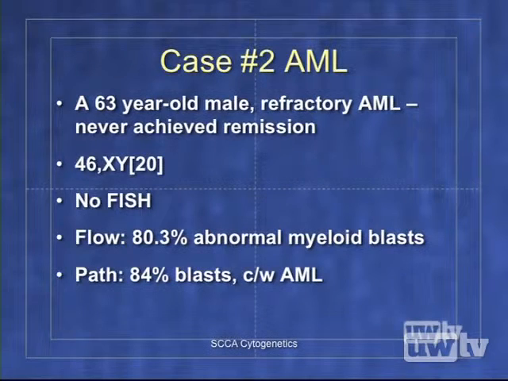So the second case I would like to tell you about is also an AML case. This is not a newly diagnosed AML, it's a refractory AML. So a 63-year-old male who had been treated by various types of induction chemotherapy still didn't respond and didn't achieve remission. And again, the cytogenetics was normal and no FISH was done. When this sample arrived at our laboratory, flow results showed about 80% abnormal myeloid blasts. And the path morphology was also consistent with the diagnosis of AML.